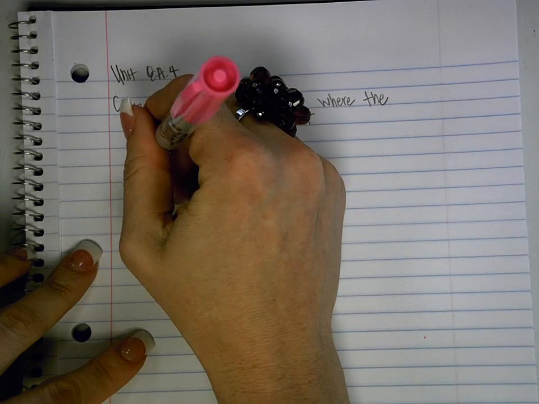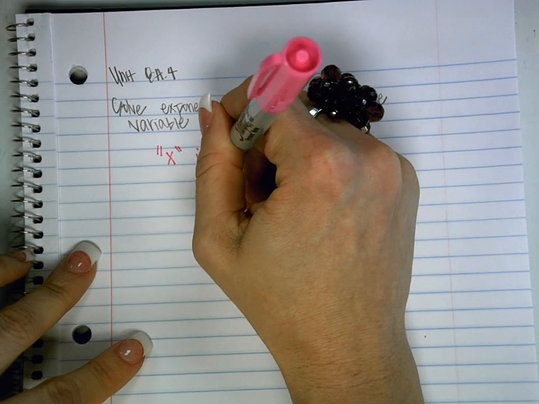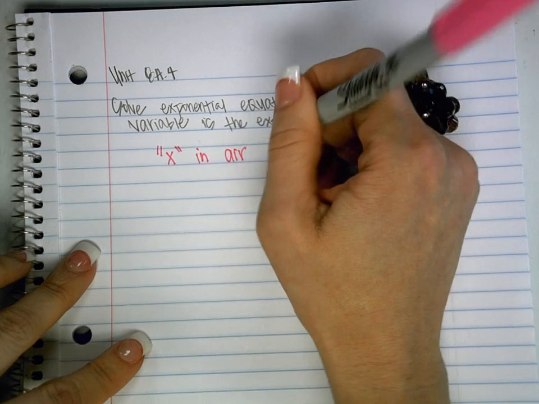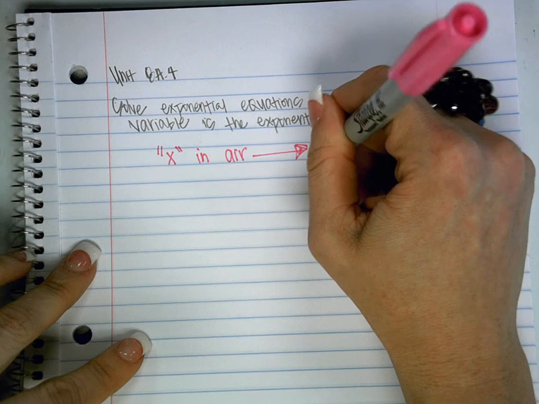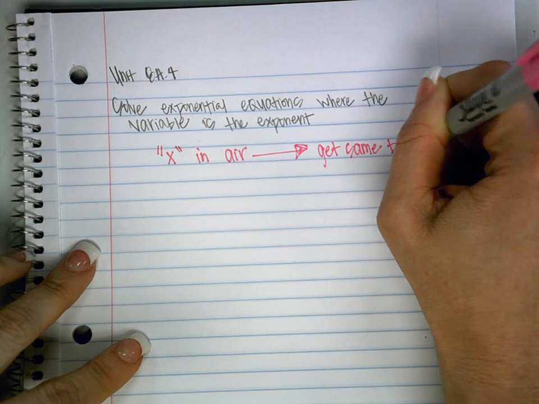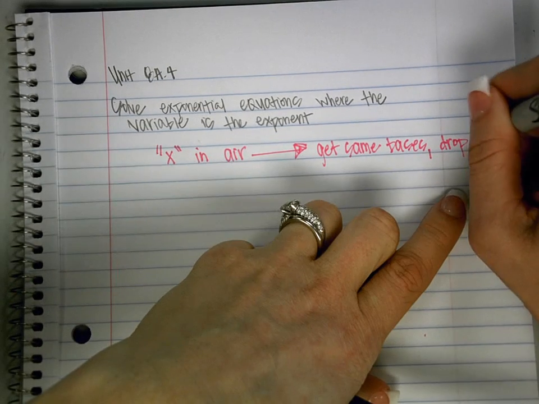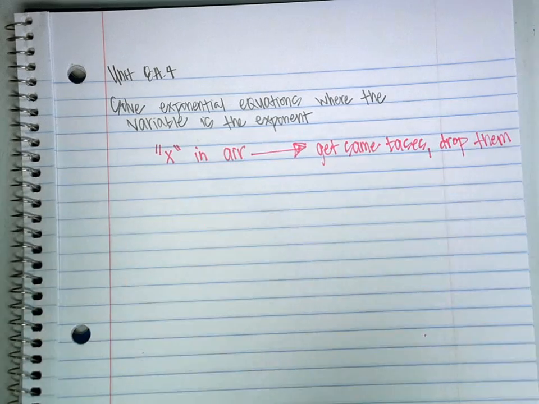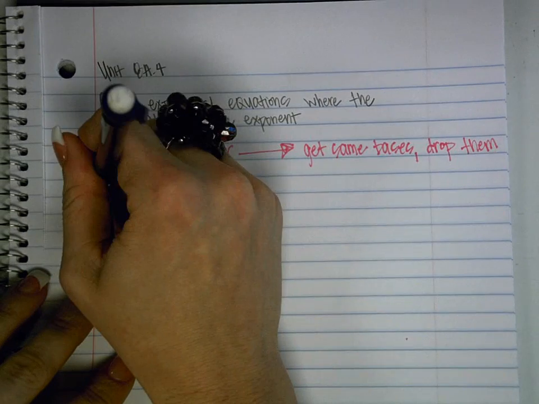So, what you need to know is if we have the x in the air, the procedure we're going to follow is we need to get same bases. We want to get the bases to be the same, and then drop the bases.